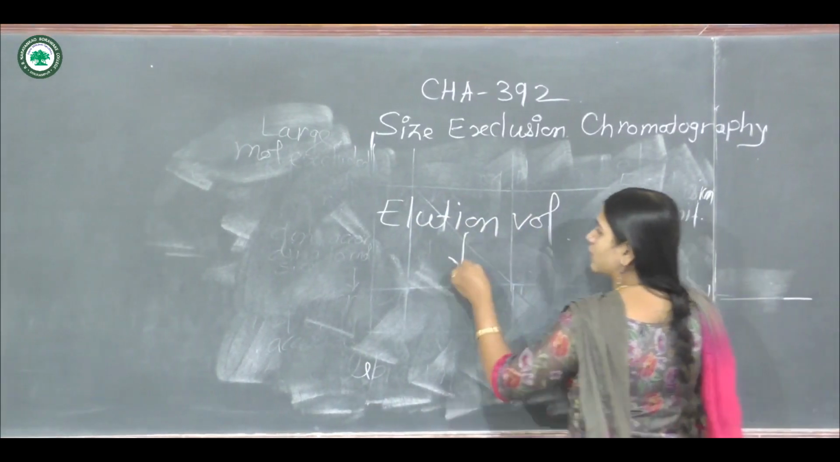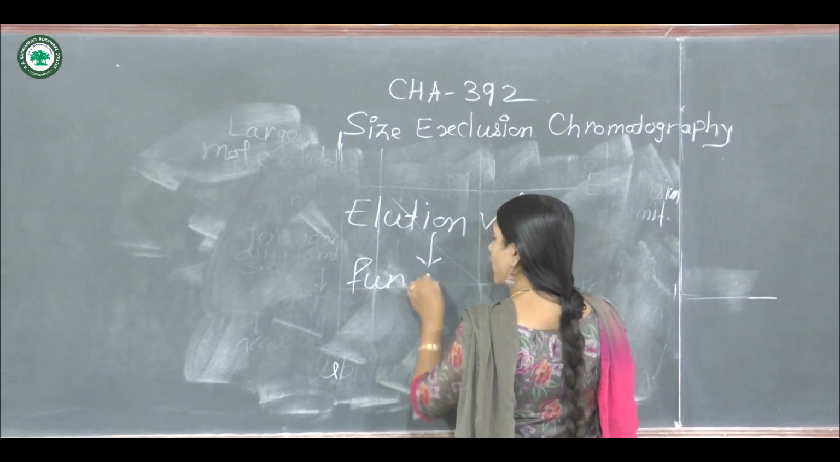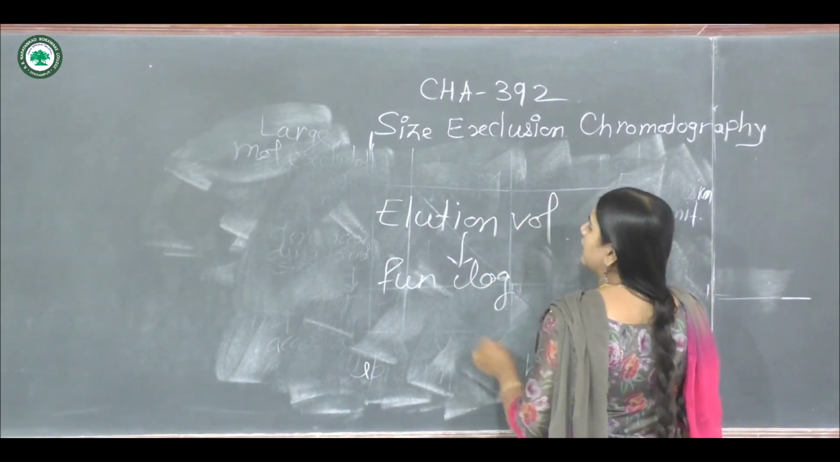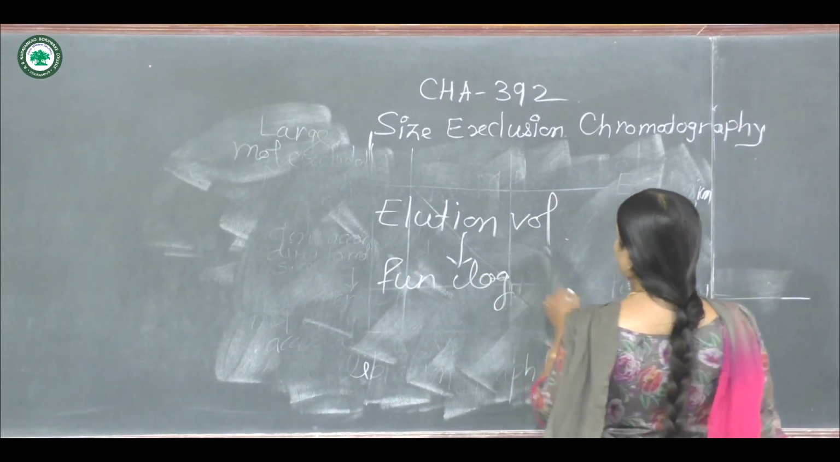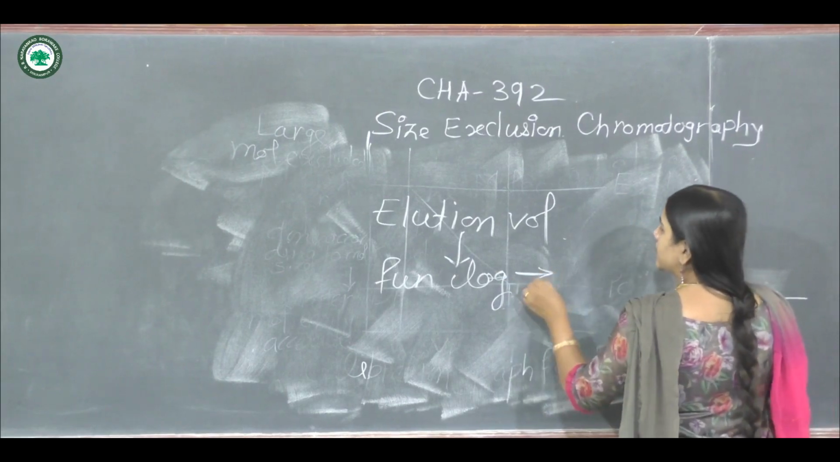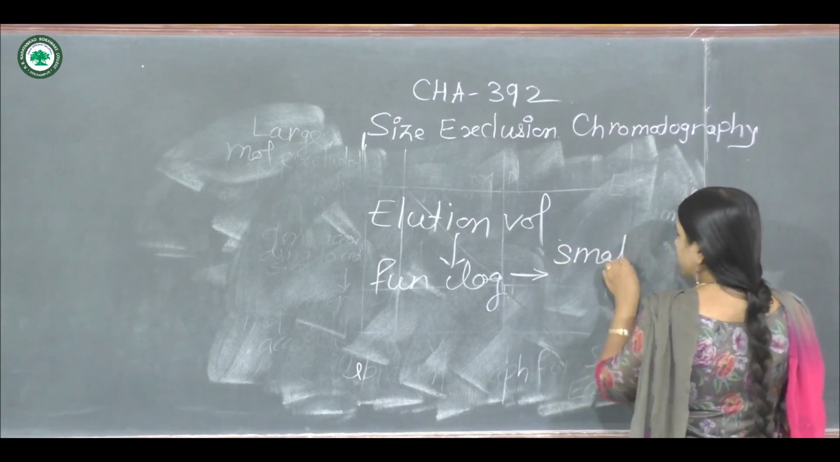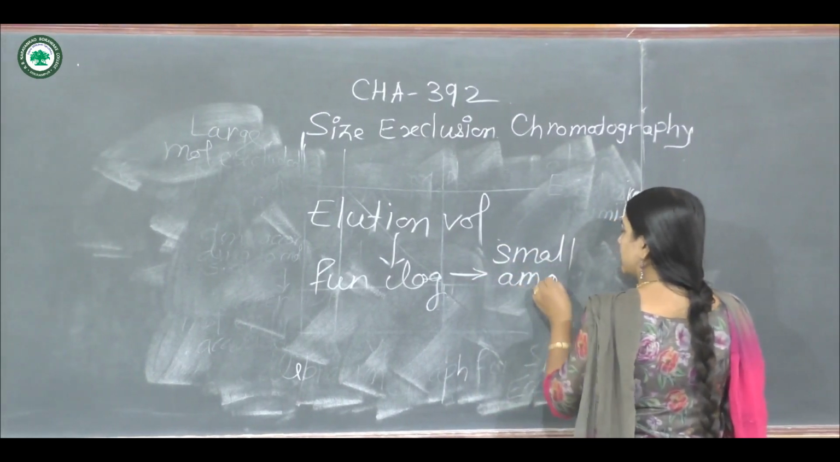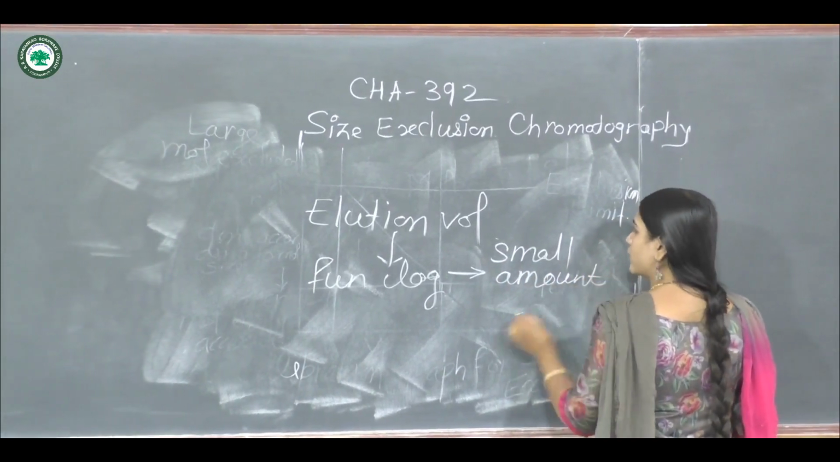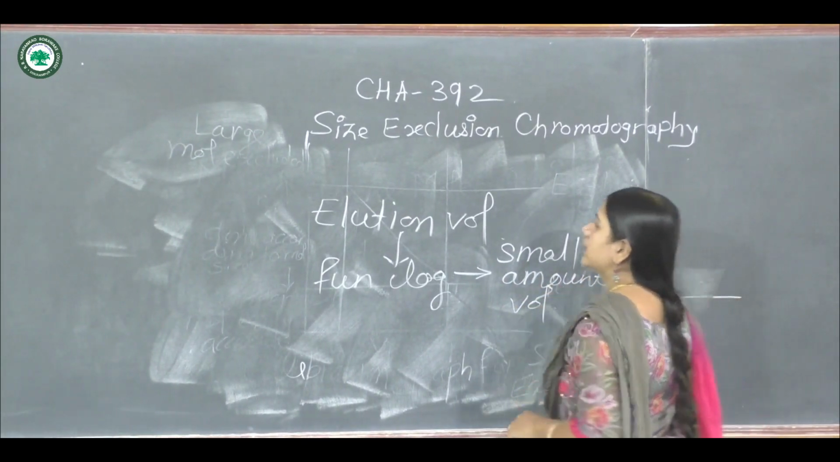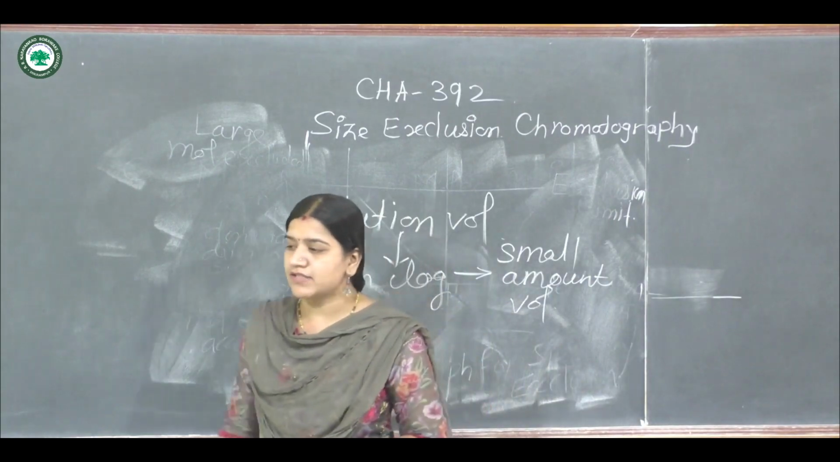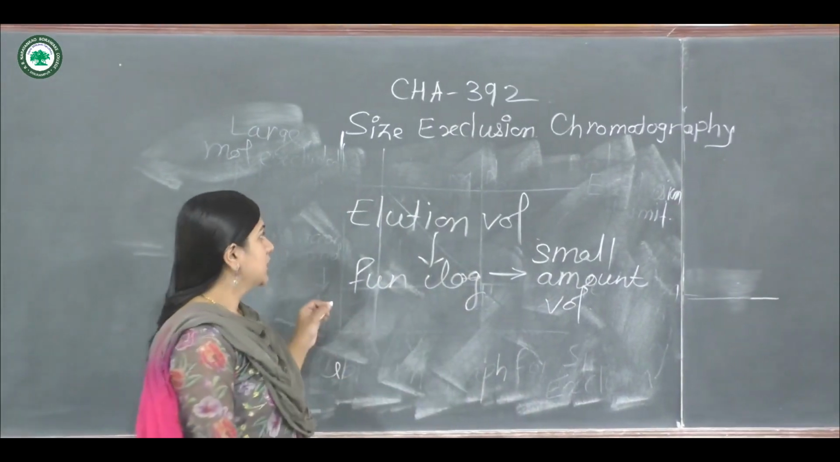And this elution volume is a function of log. So at that time you will consider a very small amount of volume for the elution in the case of size exclusion chromatography.